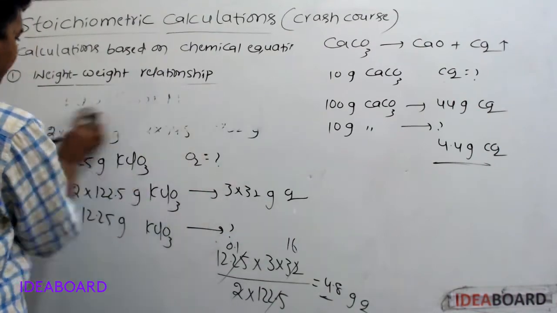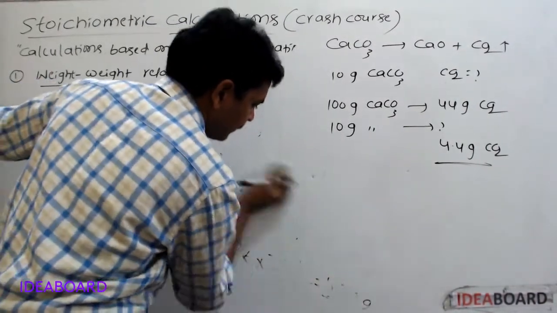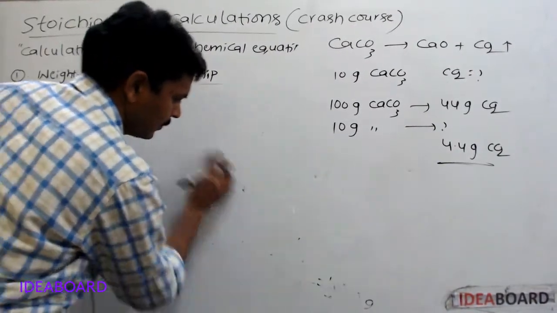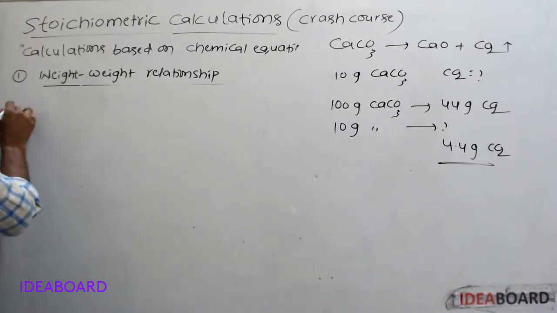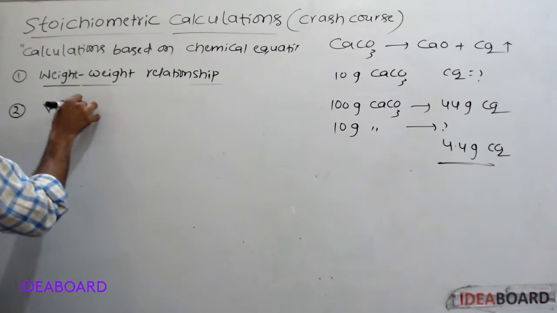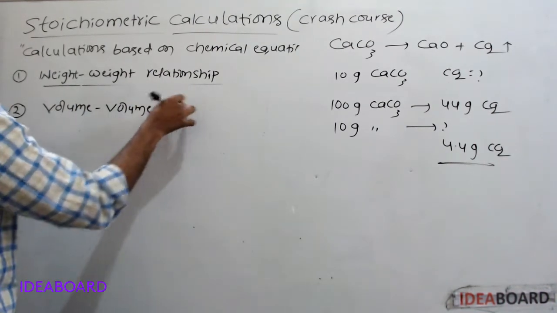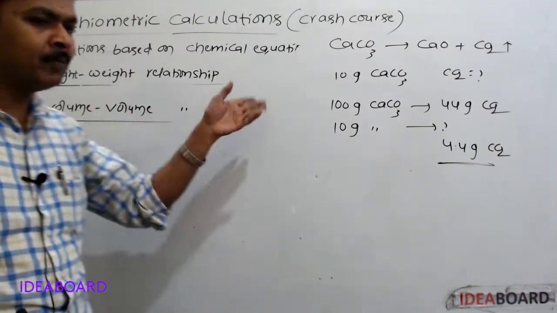Next, second kind of problems: calculations based on volume relationship. Stoichiometric calculations based on volume relationship.